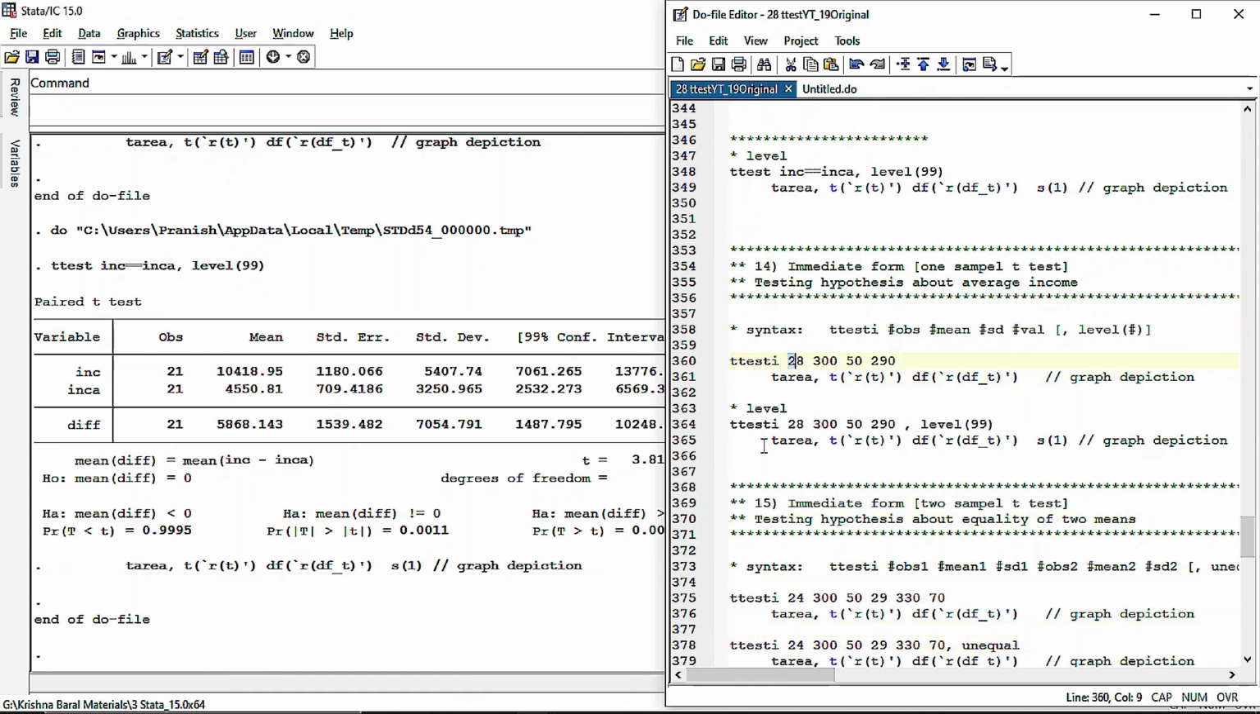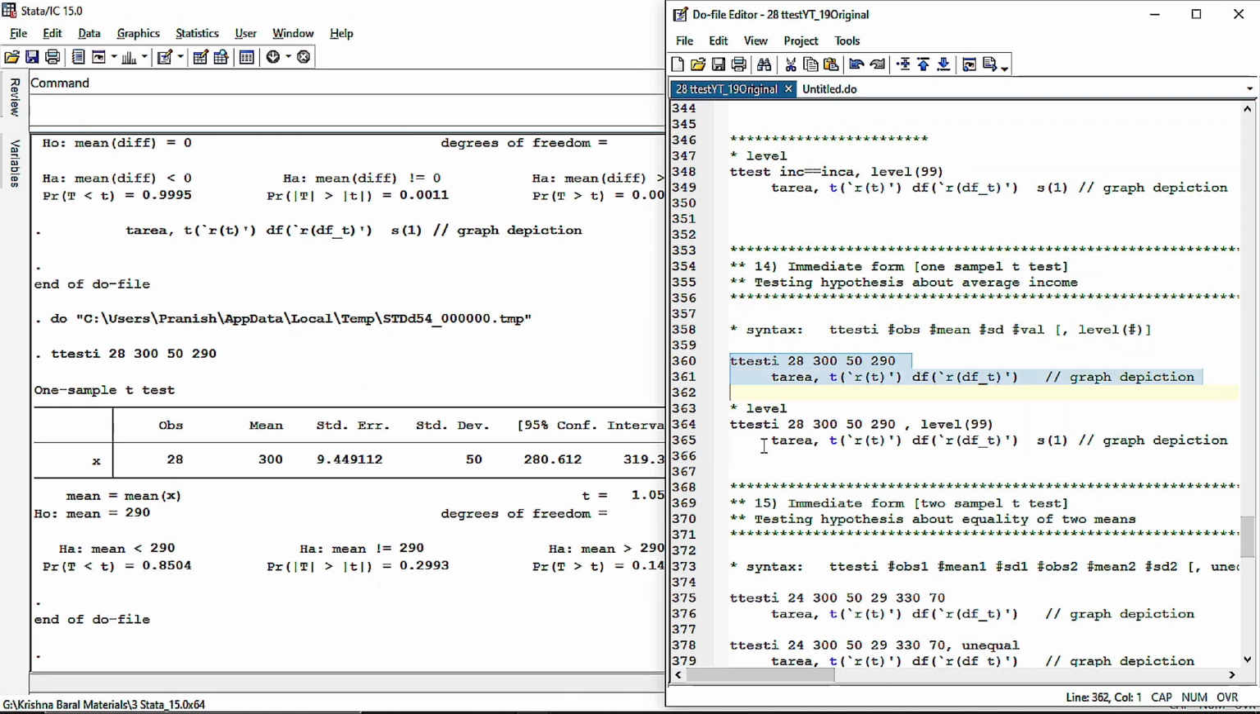Now let us see how we carry out our t-test when we have immediate input. Let us say for a sample of 28, we have an average of 300, and the sample standard deviation is 50, and we want to test the hypothesis of whether the average is 290. Let us first see the tabulation, and then we will see its graphical counterpart. The t-score is 1.05, and the p-values for these tests are 85, 29, and 14.